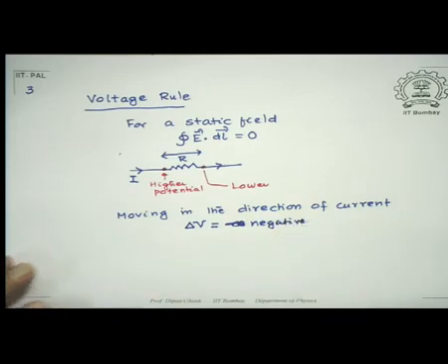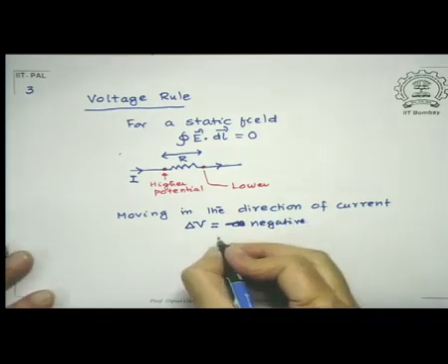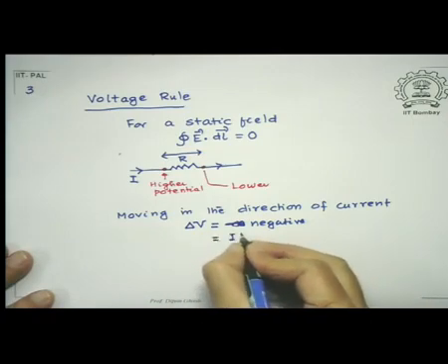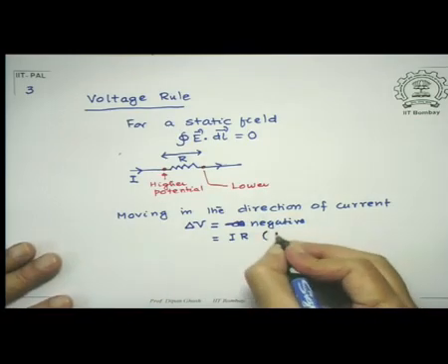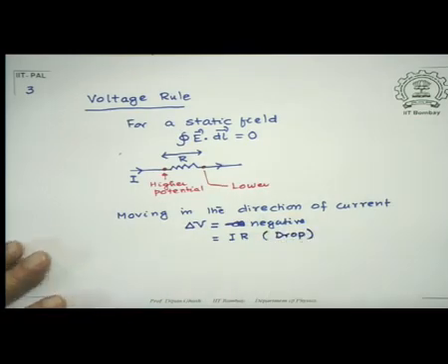And how much is this? This is simply equal to IR. So the drop is IR. So this is a drop. Now since it's a drop, when you write it down in an equation, you would put a minus sign in front of it. That is, we'll work this out.